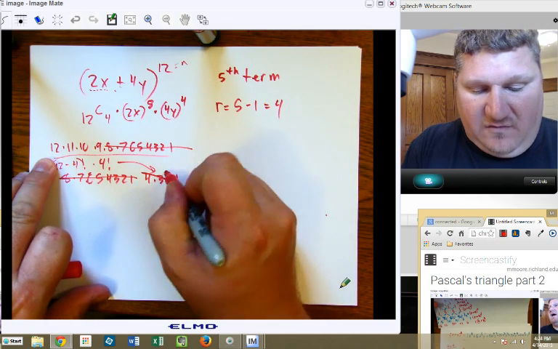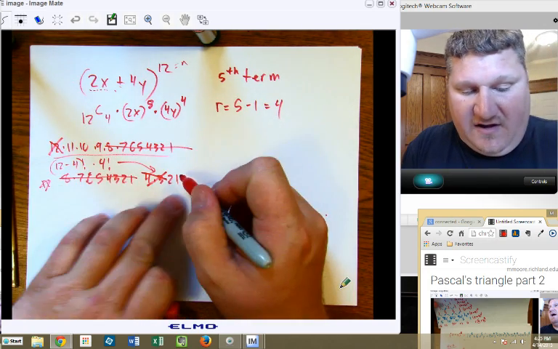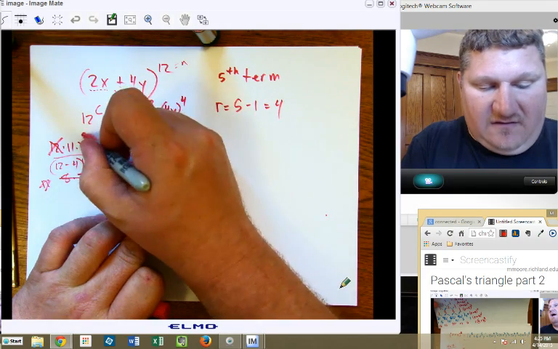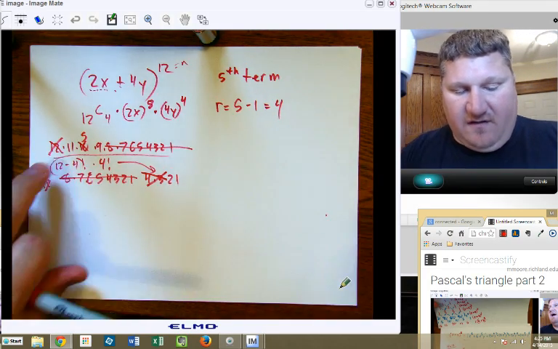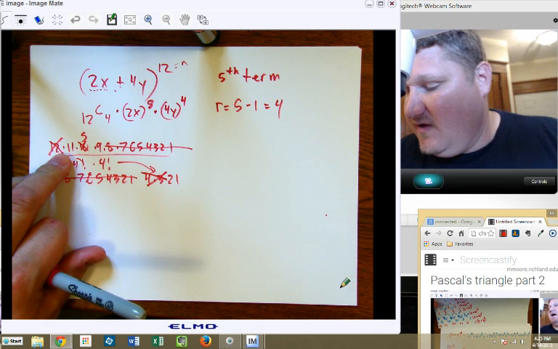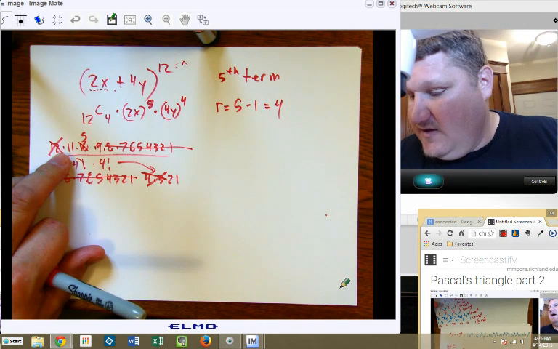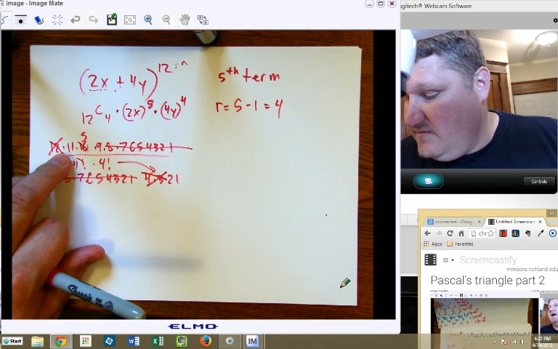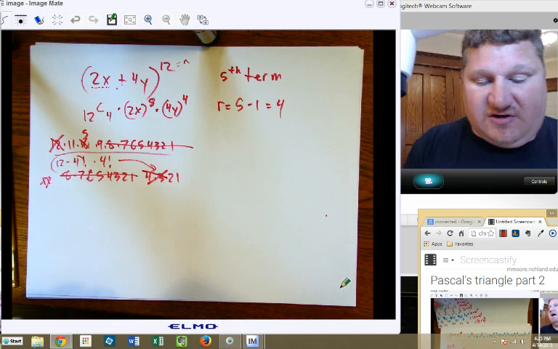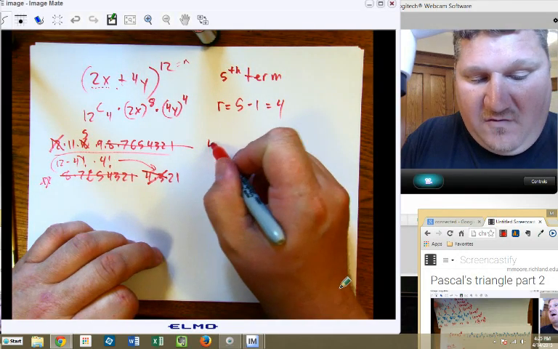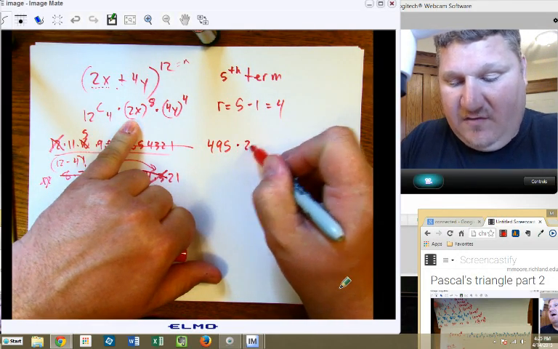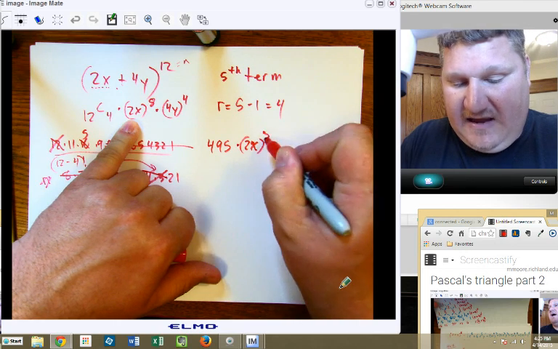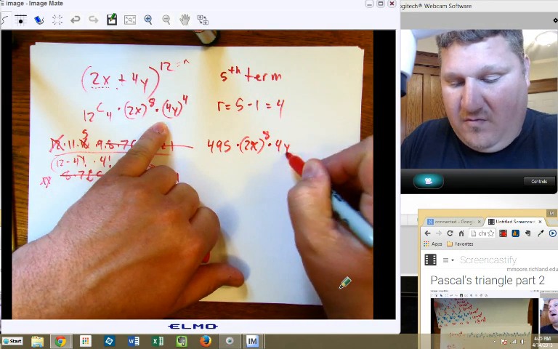4 times 3 is 12. I've got a 2. Let's turn that into a 5. And so now I have 45. I have 11 times 5 times 9. And if I take 11 times 5 times 9, my coefficient is going to be 495 times 2x to the 8th times 4y to the 4th.